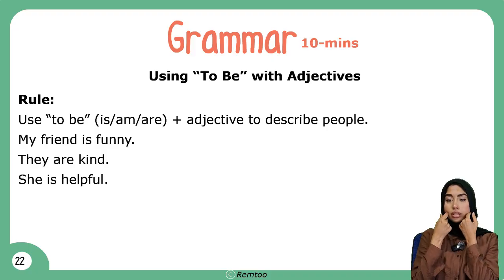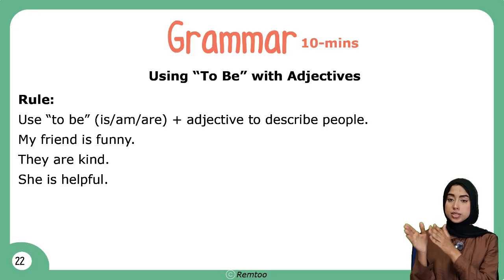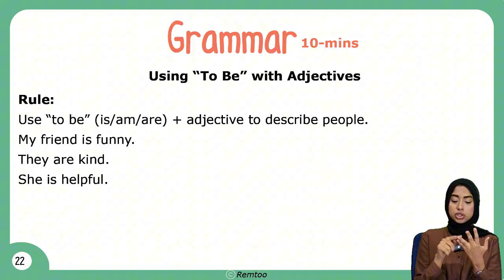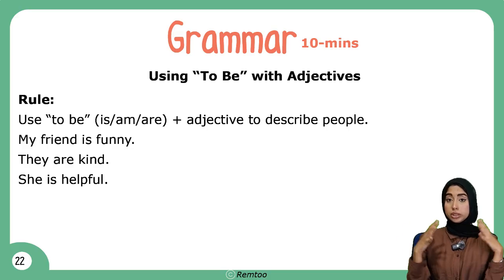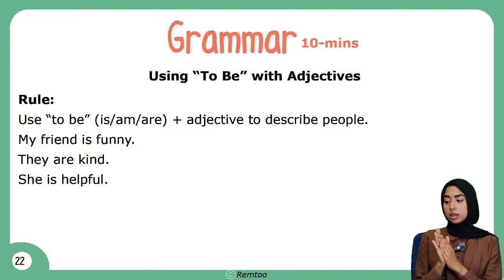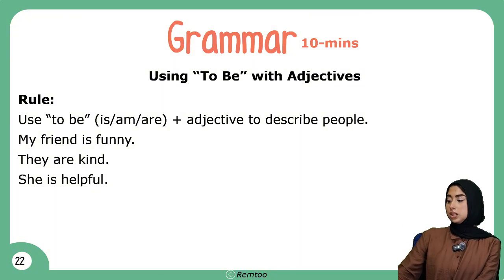So let me make it more clear for you. If I'm speaking about, or the subject is, I, I will use am. The subject is he, she, it, or any singular person, use is. If it's they, we, or plural, like more than one, use are, as in these examples. Okay, great. So yeah, let's go for our second practice.